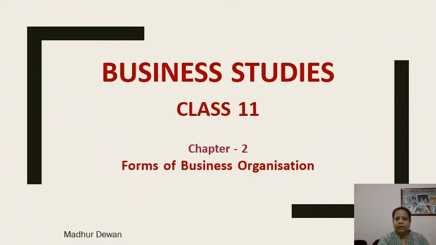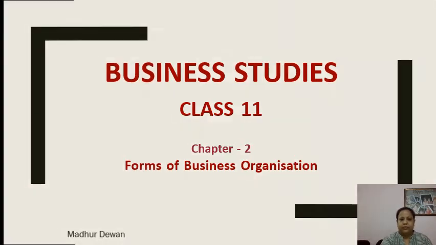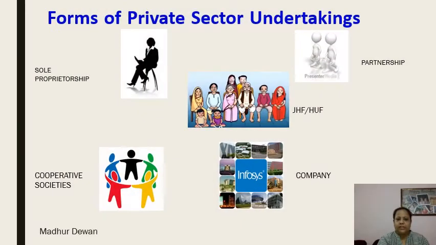Today we are going to study chapter number 2, Forms of Business Organization. In this chapter, we will be studying the different forms of private sector enterprises. Now, what do we mean by private sector enterprises? Private sector means the sector which is owned, managed and controlled by private individuals.